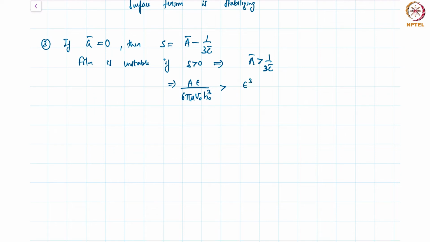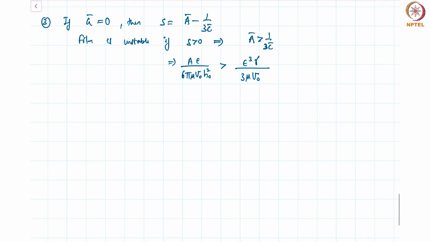epsilon cube gamma by 3 mu u naught. Right? This is basically my expression for stability. So this is a small correction here. This should be h naught square. Okay.